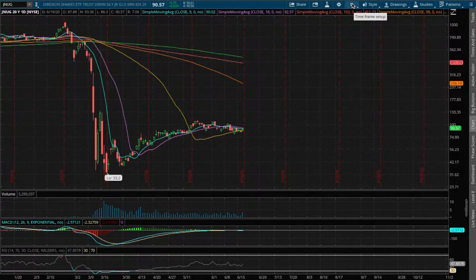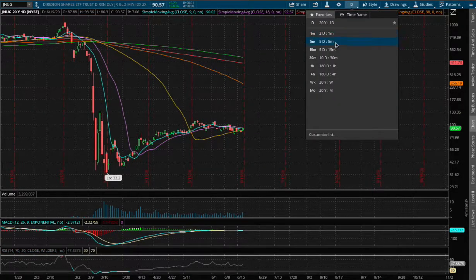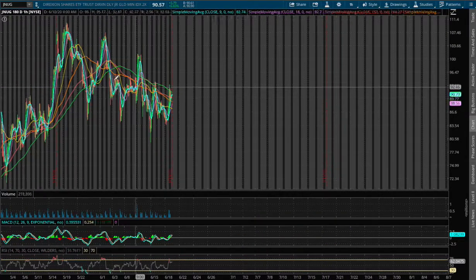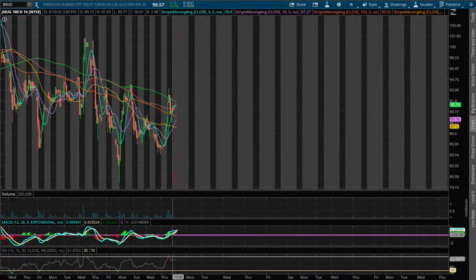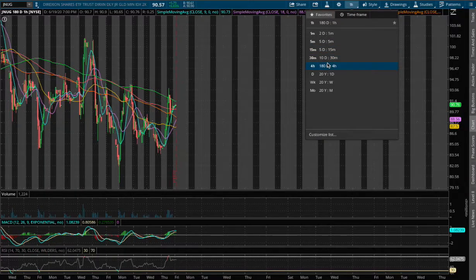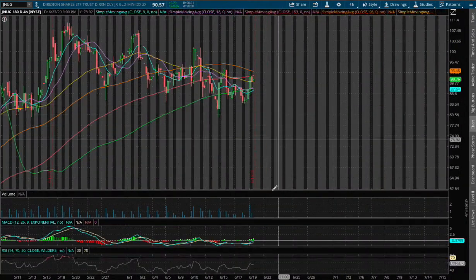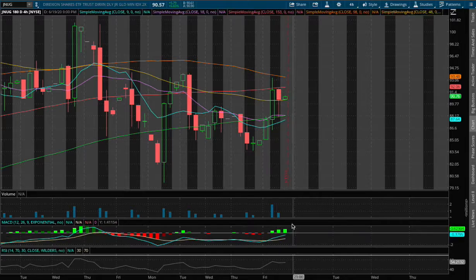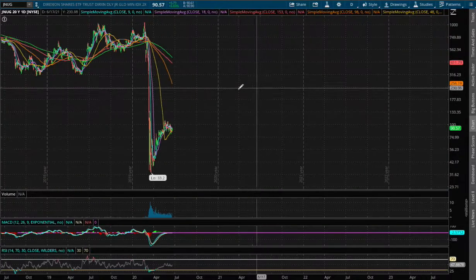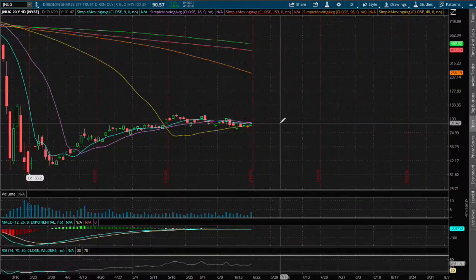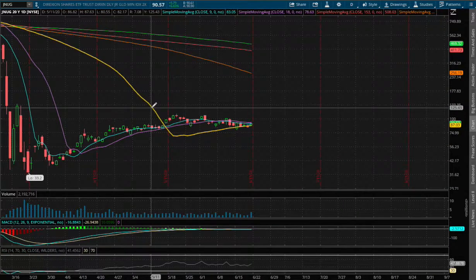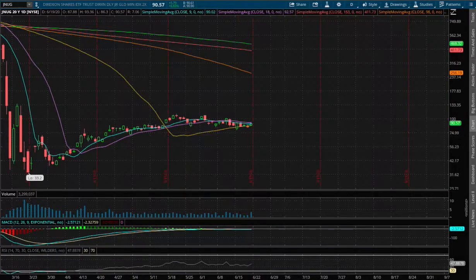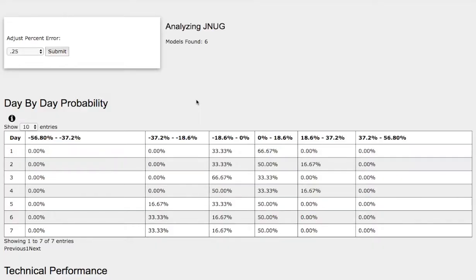On Friday, JNUG was up around 6.8% on the 1-hour chart. We have now reached a positive MACD, and we go out to the 4-hour chart. We are starting to approach a positive MACD. We saw a convergence overnight between Thursday and Friday. If we extend out to the daily chart, we found temporary support on the 50-day moving average, this yellow line, and we'll examine the day-by-day probability model for our support and resistance gauges.